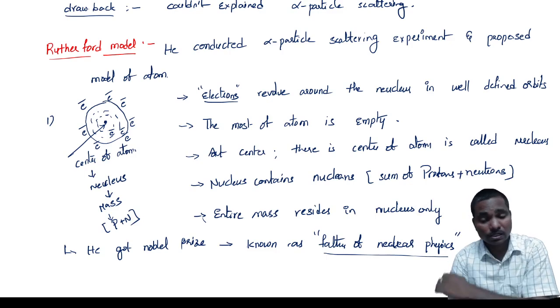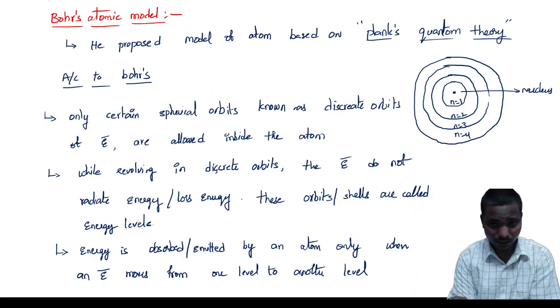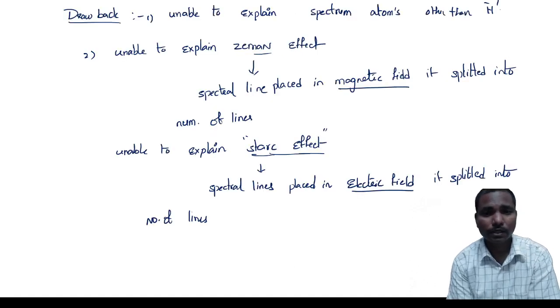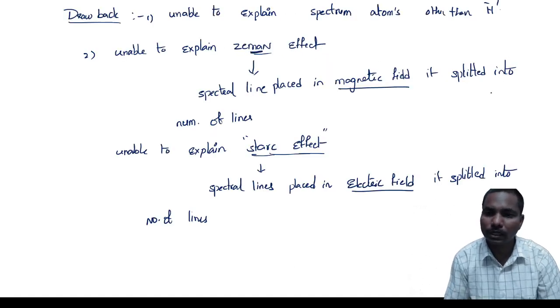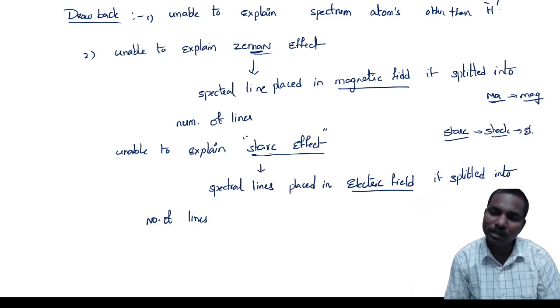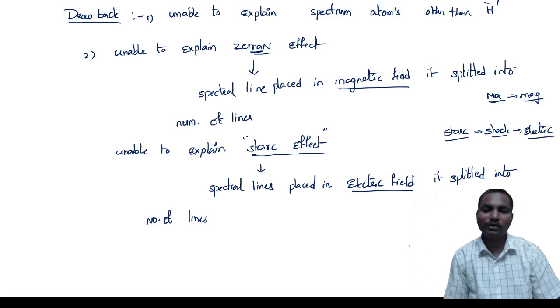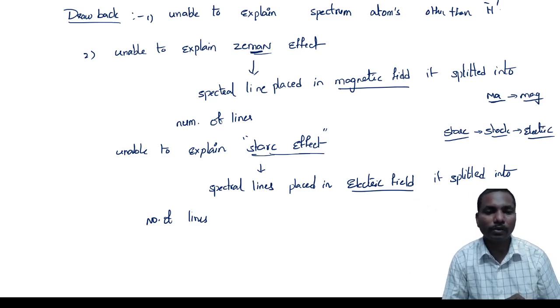Rutherford model: the father of nuclear physics is Rutherford. Bohr's atomic model is unable to explain the two important effects, the Zeeman effect and the Stark effect. Zeeman effect: remember ma for magnetic. Here electric is the Stark effect. Remember Stark as shock. If you touch electric, you will get the shock. Correct? So like that you can remember Stark. Whenever spectral lines are placed in an electric field, they split into a number of lines.